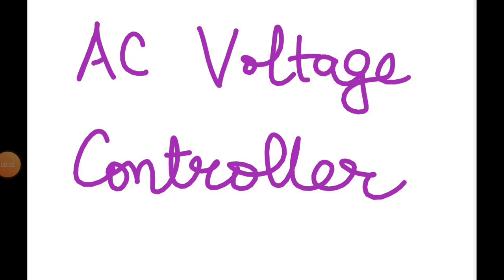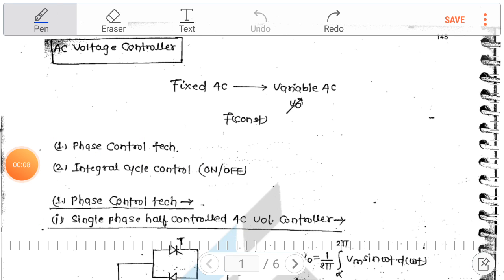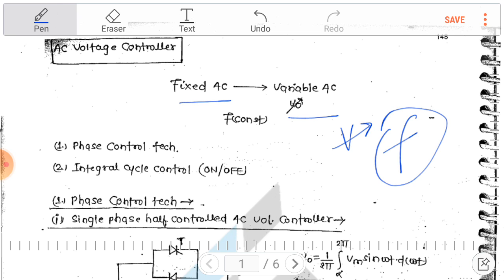Hello everyone, our new topic is AC voltage controller. AC voltage controller is used to convert fixed AC to variable AC. What is the meaning of variable AC here is we can vary the magnitude of voltage but we cannot vary the frequency. So frequency will remain constant.